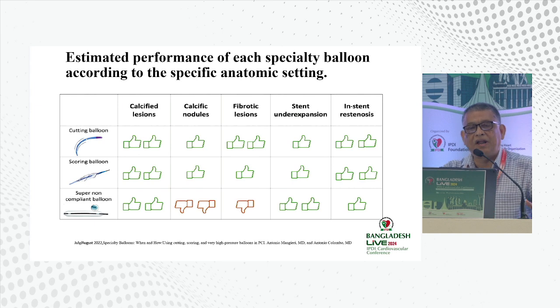So this is the important graph showing when to use these specialty balloons. In calcified lesions, cutting, scoring, and opium balloons can all be used. In calcified nodule, the opium balloon almost cannot be used, and there should be IVL or rotablation done, because the scoring balloon and cutting balloon have minimum effect. In fibrotic lesions, the cutting balloon is most important, and the opium balloon has little effect. In under expansion of the stent, the opium balloon is classical, and in in-stent restenosis, cutting and scoring balloons are the choice.